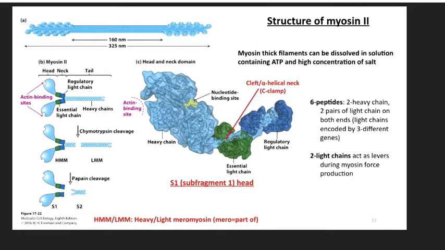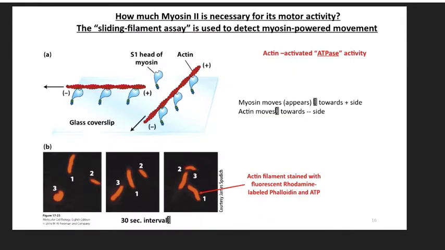Okay, these two light chains act as levers during the myosin force production. That's also important information. Here, this experiment just shows how it moves, that these are plus end directed motors. So the S1 heads actually reach towards the plus end, although they are fixed on the cover slip, and eventually the actin filament moves towards the minus end.